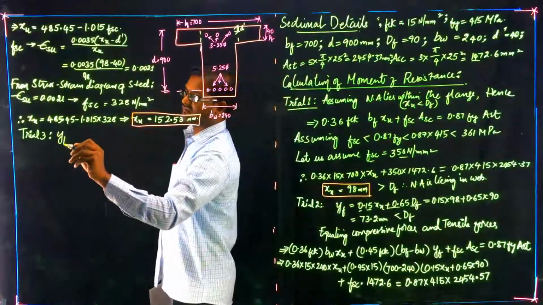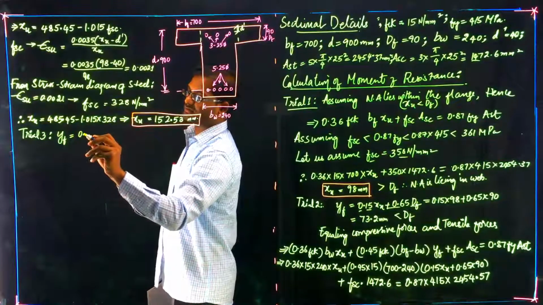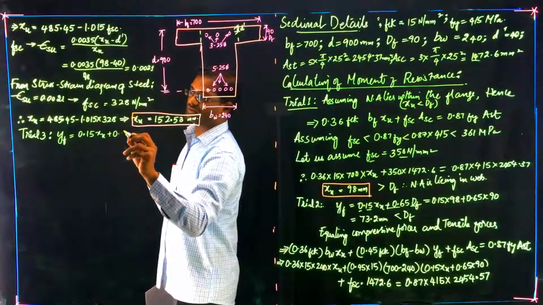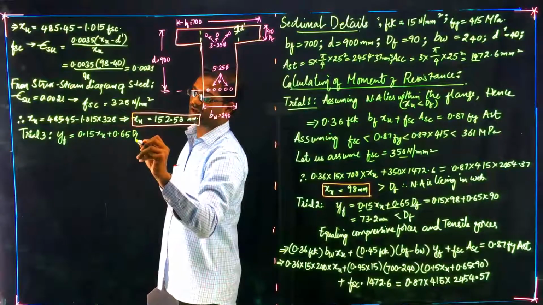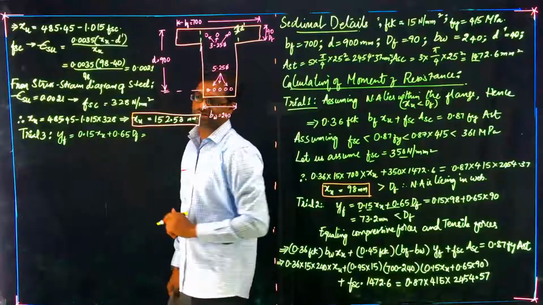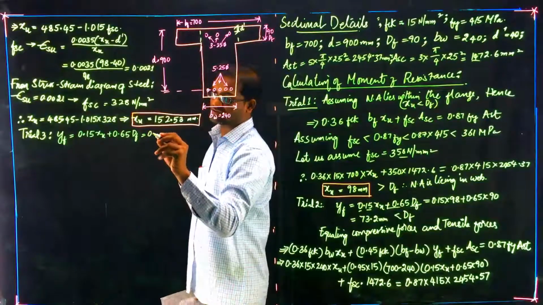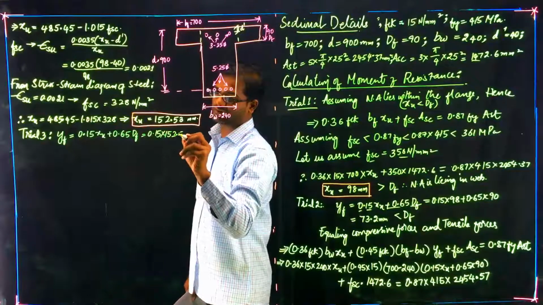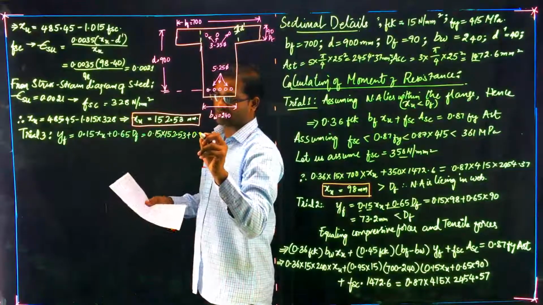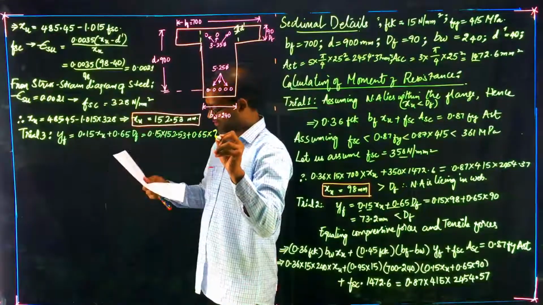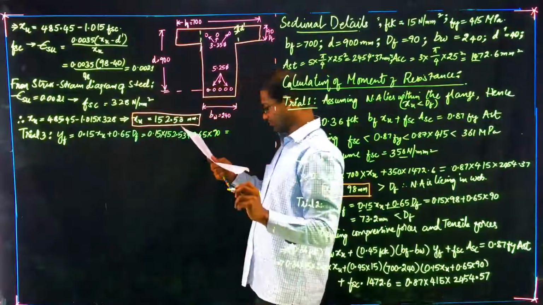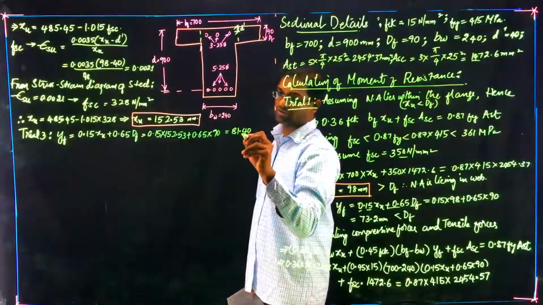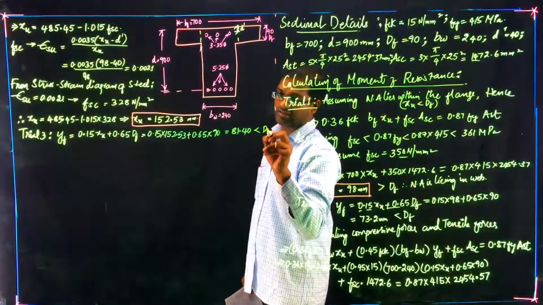So YF is calculated as 0.15 XU plus 0.65 DF. We will take the previous XU value and calculate it. So 0.15 into 152.53 plus 0.65 into 90 will give you a value of 81.40, which is again less than DF.